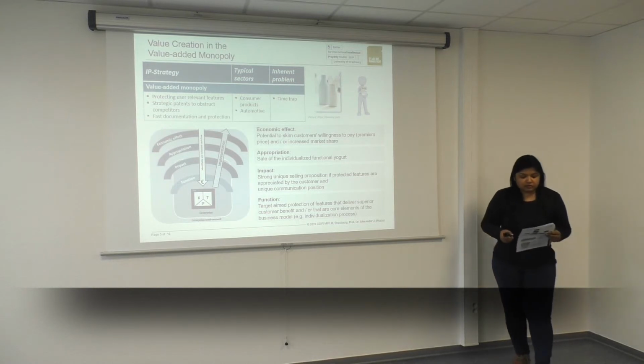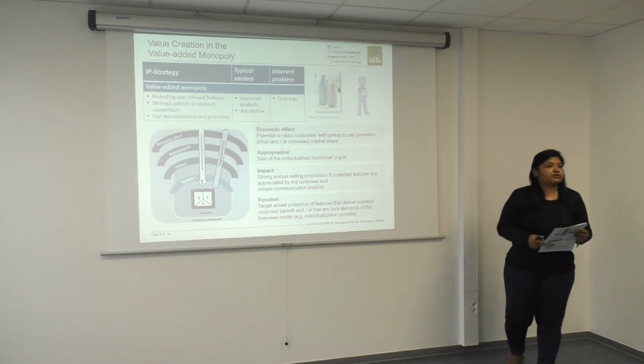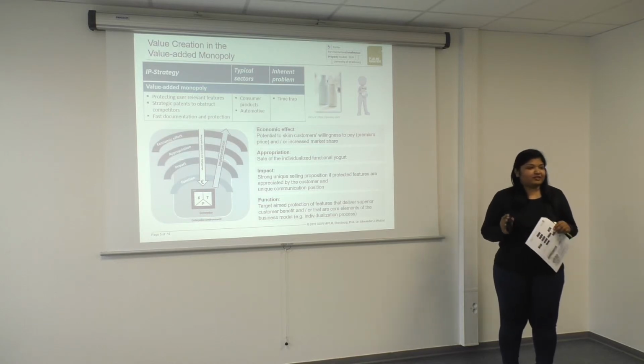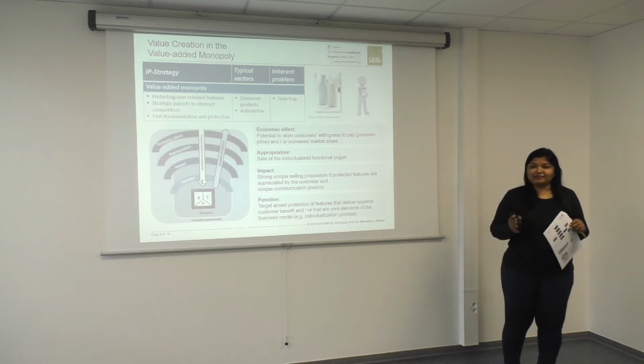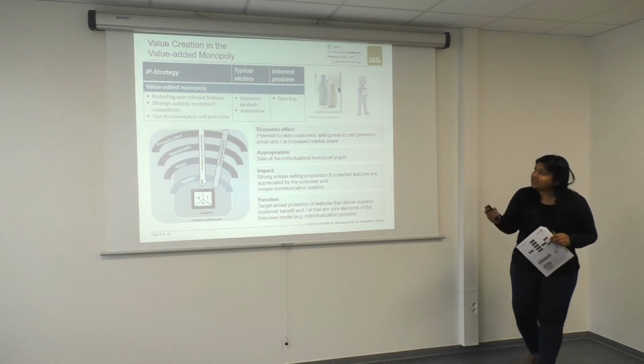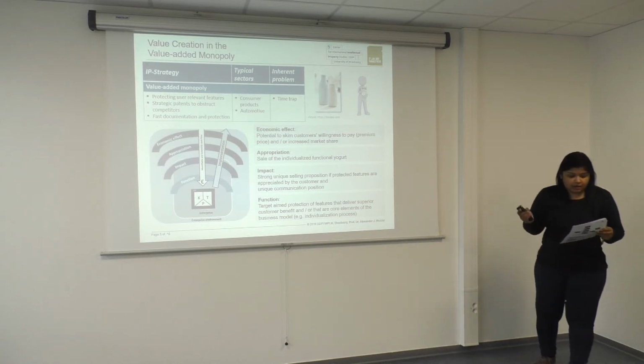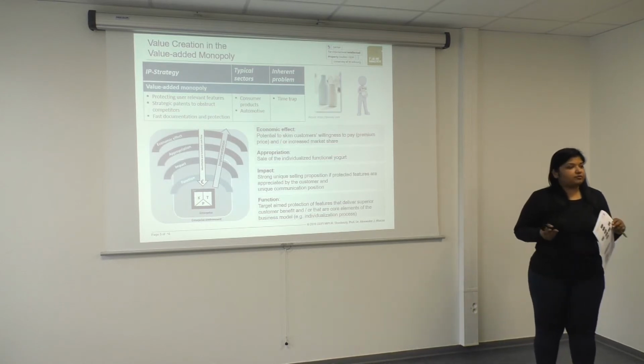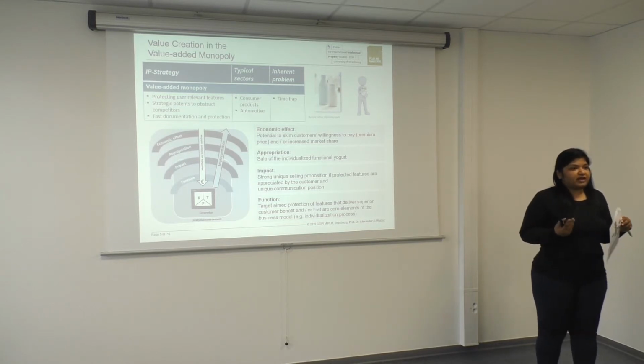So Giulia just explained the IP-based value generation for a fortress monopoly-based strategy. I will talk about the IP-based value generation in a value-added monopoly. Now, most of us, I hope, would remember the individualized functional yogurt from the last module. So that's the example that we have here. Since it's a value-added monopoly, we're expecting that the protection of the features is what will give us the expected strategy here.